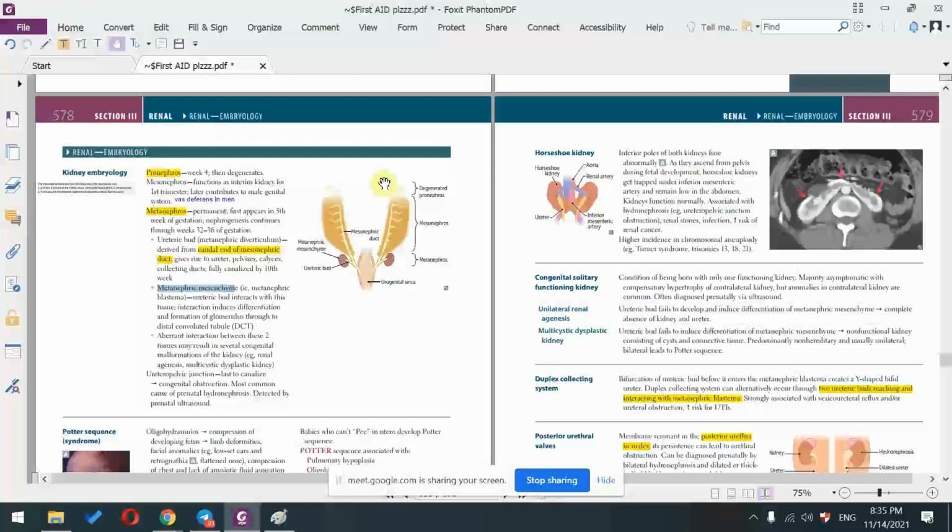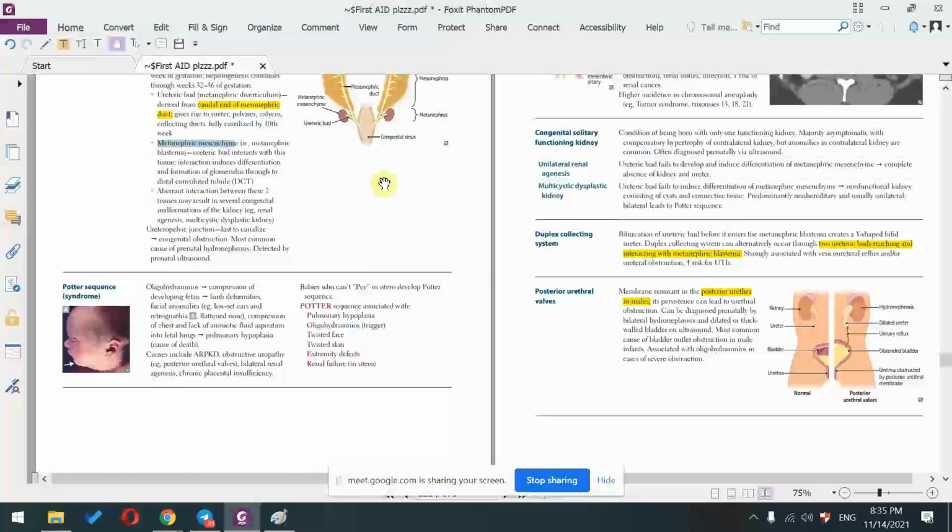It's often diagnosed prenatally via ultrasound. So basically some patients can have lack of a kidney. So you have unilateral renal agenesis, which is complete absence of a kidney. Agenesis means no making, yes? The ureteric bud fails to develop and induce differentiation of metanephric mesenchyme. A complete absence of kidney and the ureter.